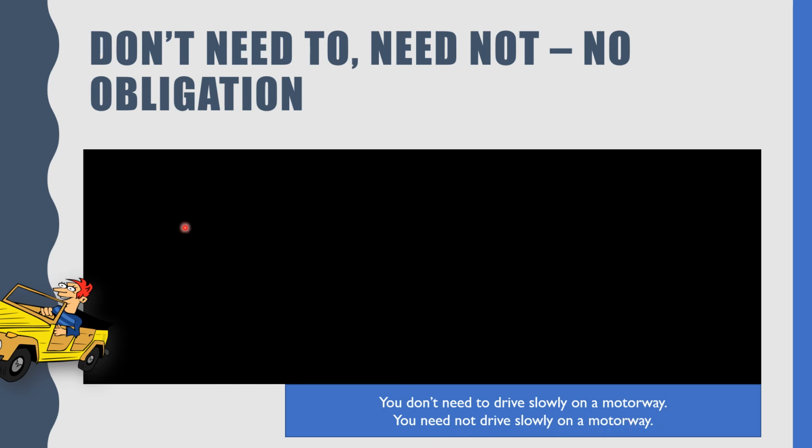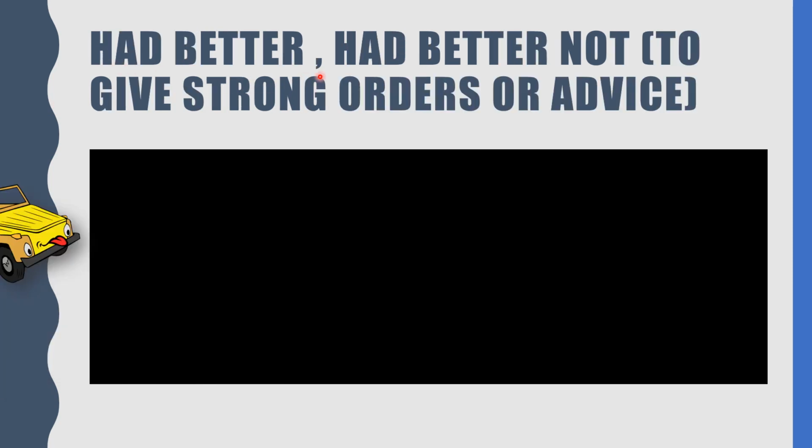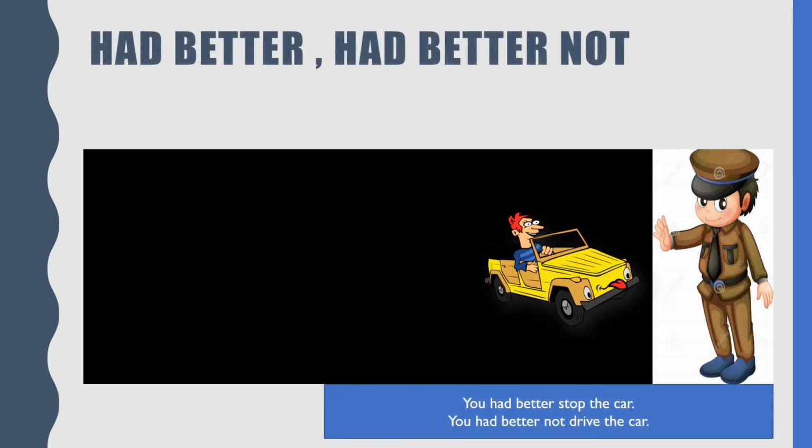Next, we are going to look at had better. Had better or had better not is used to give strong orders or advice. Let's see. You saw the driver. He was driving. He saw a policeman. He stopped. So you say, you'd better stop the car or you'd better not drive the car.